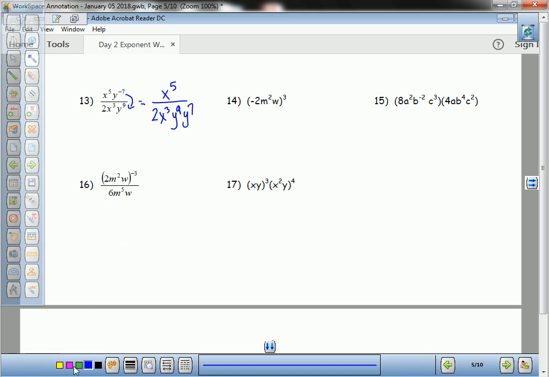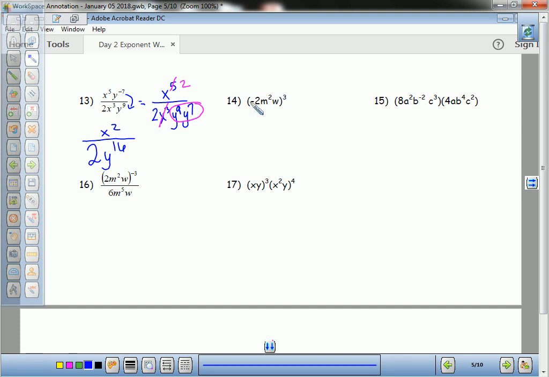All right, so now we can cancel 3 of these x's with 3 of those, and that leaves 2. Because these are being multiplied, we can add those exponents. So what we're left with in the numerator is x squared, and what we're left with in the denominator is 2y to the 16th. So if you have any questions about number 13, if you still don't understand, please ask me now. Okay, let's look at number 14.